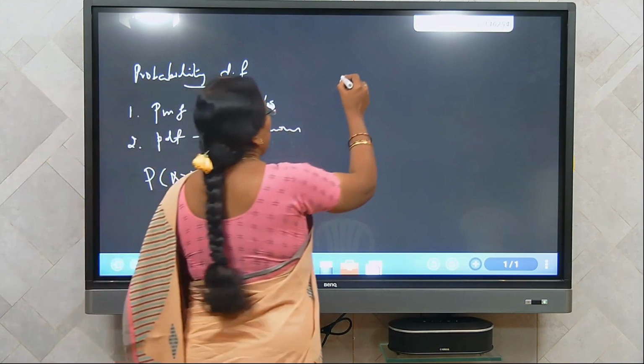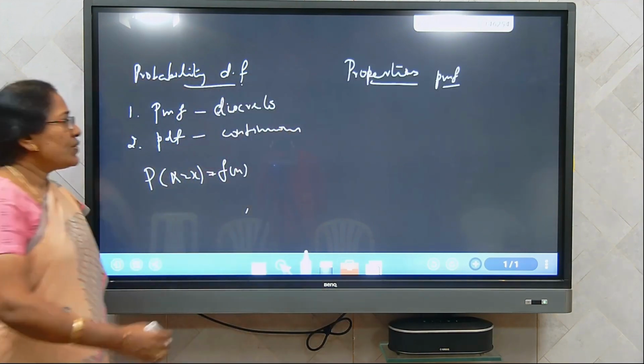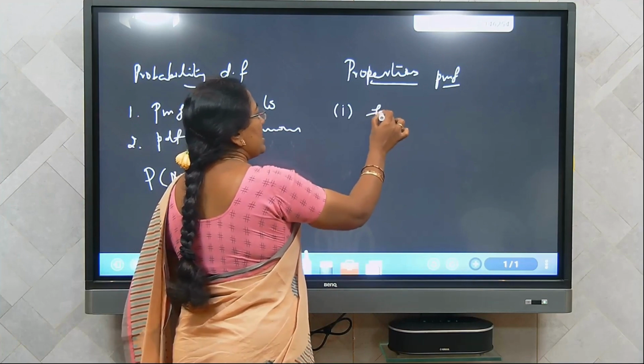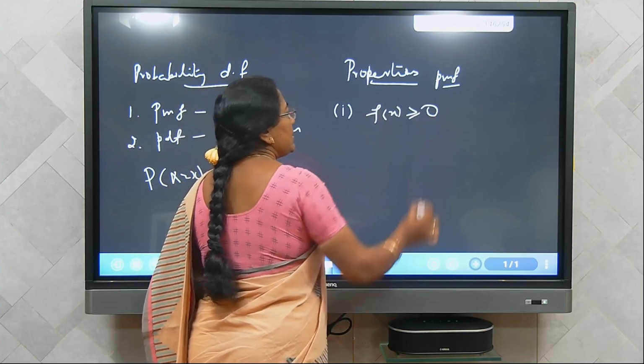Next, we will see the properties of the probability mass function. So the first property is that the probability mass function f of x is always greater than or equal to 0.